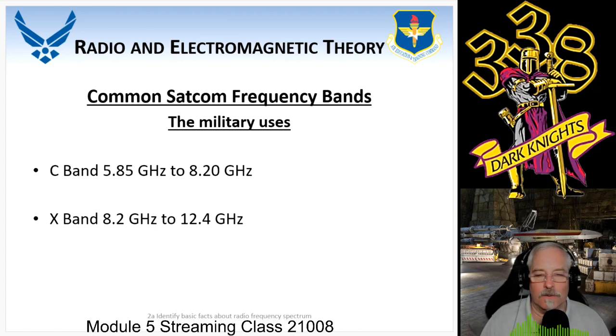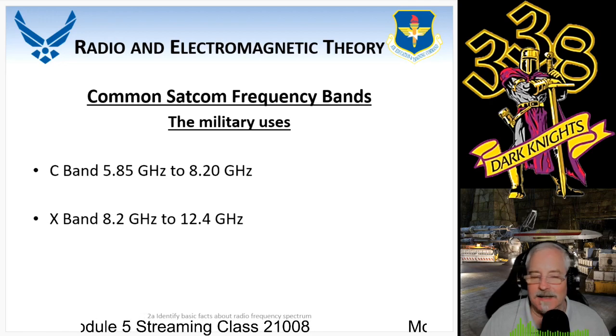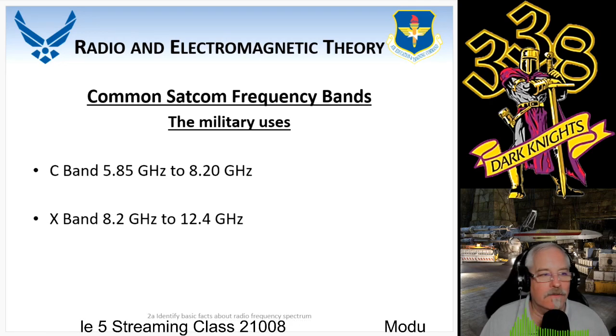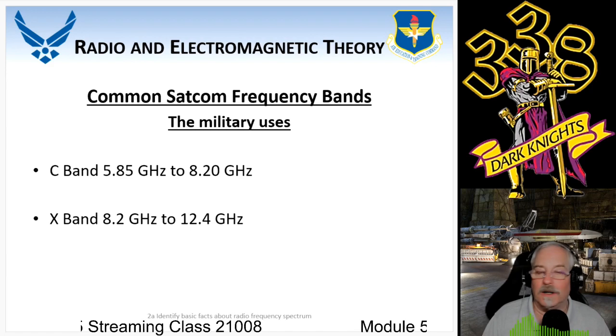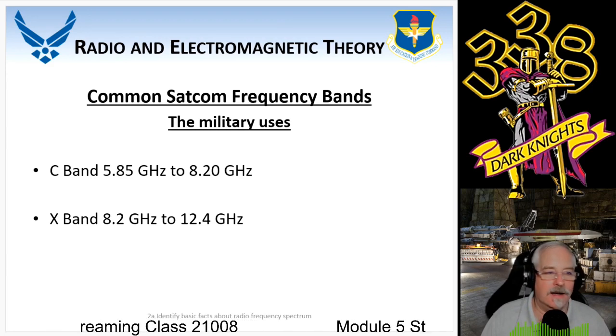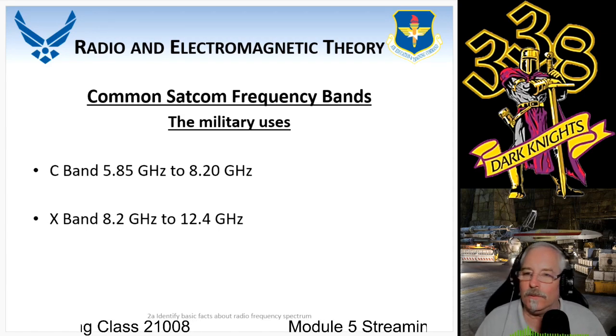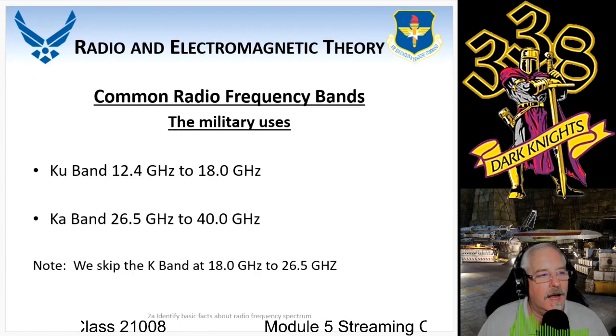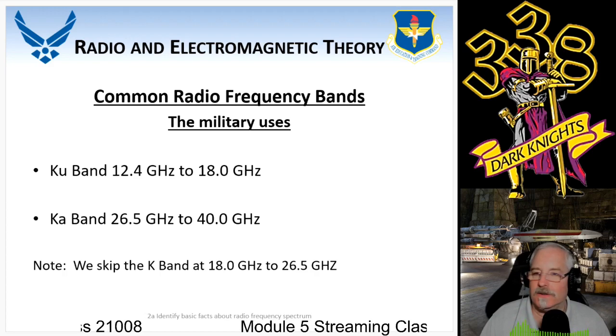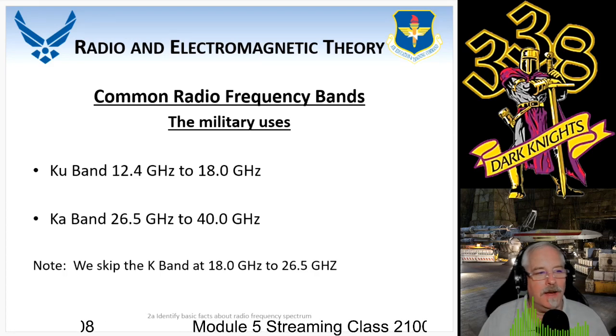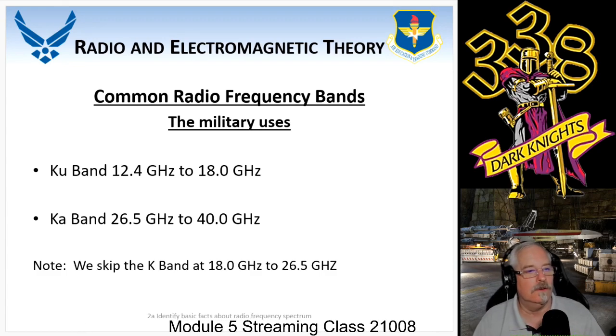It changes. So when we see something like C band, it's 5.85 gig to 8.20 gig. X band is from 8.2 gig to 12.4 gig. And then we have Ku band, which is 12.4 to 18 gig. And then Ka band, which is 26 to 40 gig.